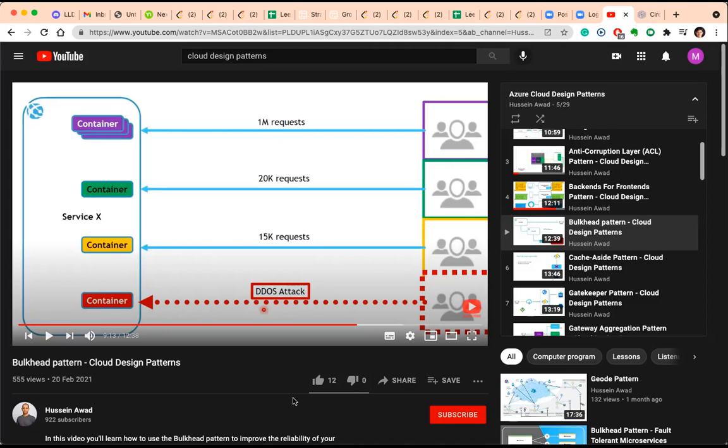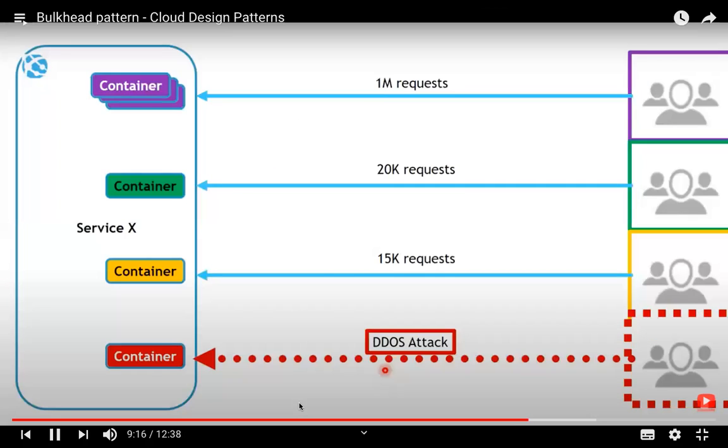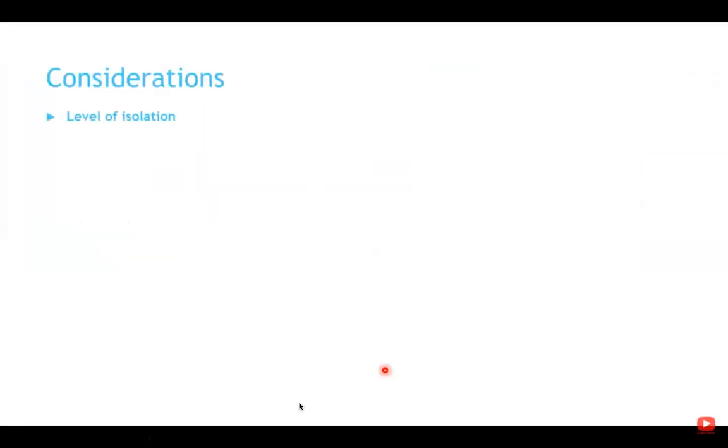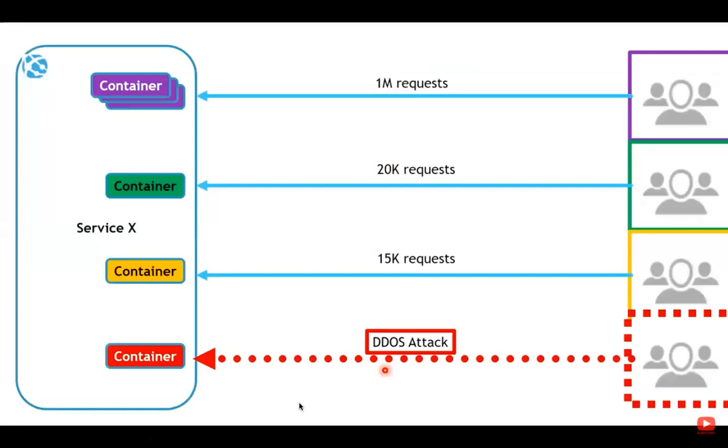Any other doubts? Okay. That is how to use the bulkhead pattern to stop the damage in your solution. Now let's see some considerations you need to keep in mind when implementing this pattern. First of all, the level of isolation. How deep do you want to go in your isolation? Are you going to create a separate container for each client, or are you going to organize them differently? You need to combine the business requirement with the technical requirement in this area to make sure that you are putting the right level of isolation into your solution architecture.